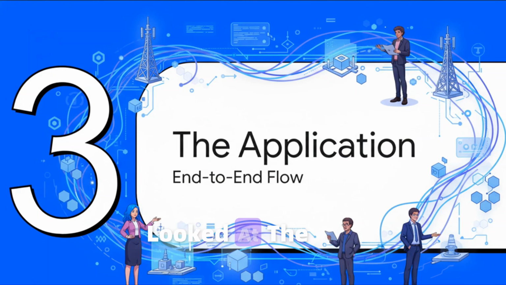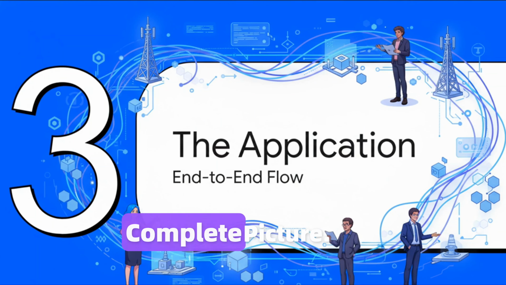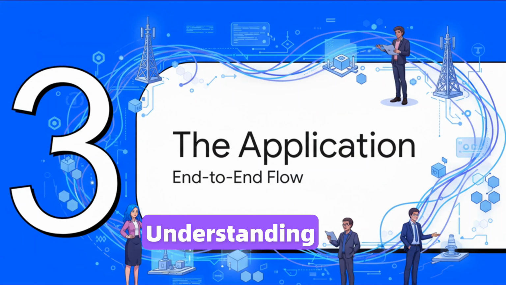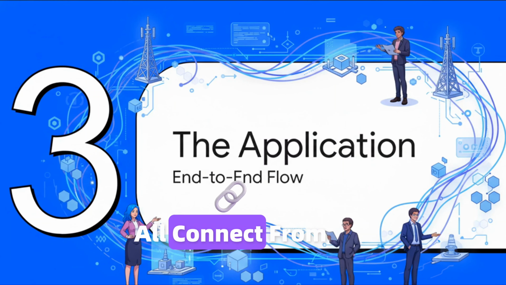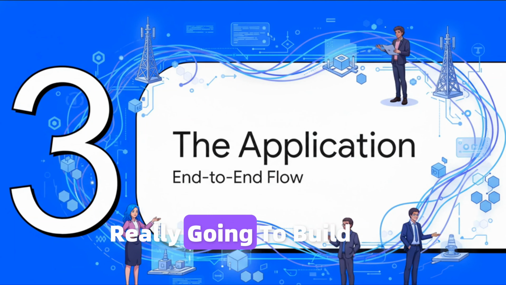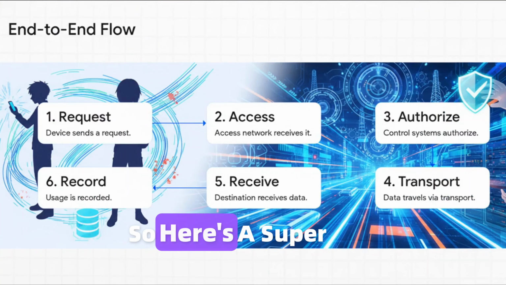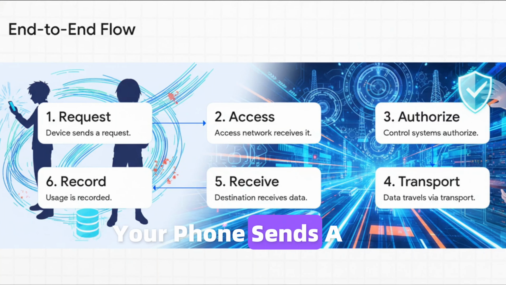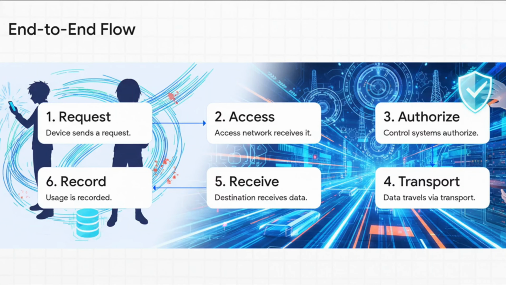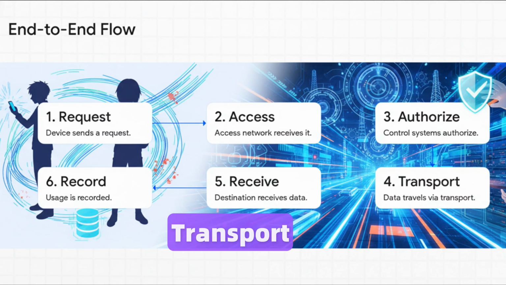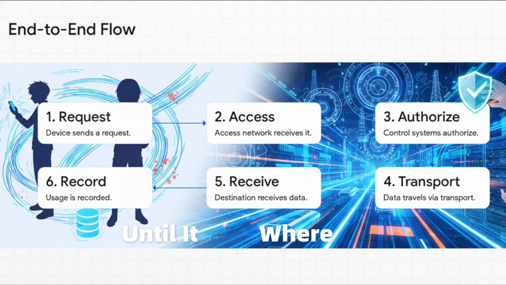Okay, so we've looked at the individual pieces. Now let's put it all together and see how it builds a complete picture. Because understanding the parts is good, but seeing how they all connect from end to end, that's where you're really going to build confidence. So here's a super simplified flow. Your phone sends a request, the access network picks it up. The control systems, the control plane, give it the thumbs up. Then your data zips across the transport network, guided by routing until it gets where it's going.